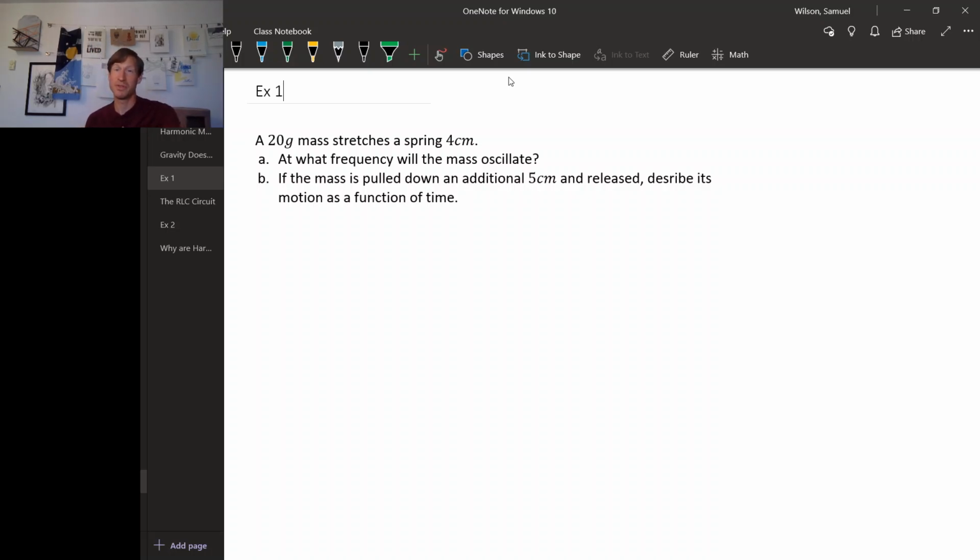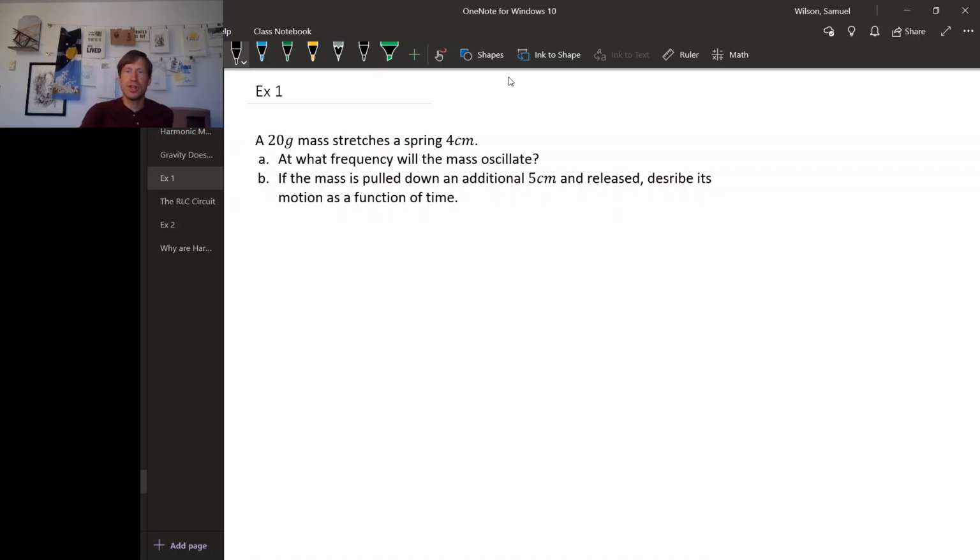Let's look at an example with a mass hanging from a spring. So let's say we have a 20-gram mass that stretches the spring 4 centimeters. Let's figure out what frequency the mass will oscillate at, and also let's figure out the motion of the mass, assuming that we pull it down an additional 5 centimeters and then let go.